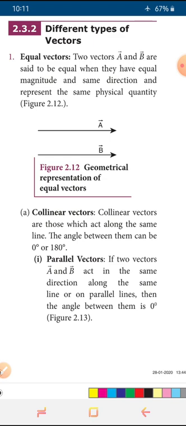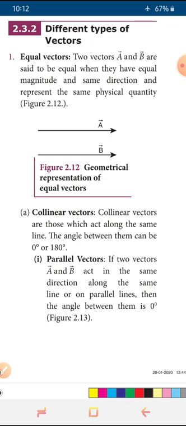To explain this, we need at least two vectors. Two vectors, a vector and b vector, are given in figure 2.12. They are said to be equal when the magnitude is equal and they also have the same direction. This is called an equal vector. So the magnitude is equal and the direction is the same. It is given in figure 2.12.